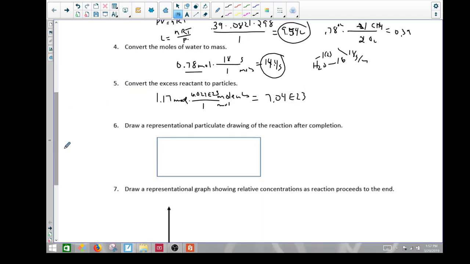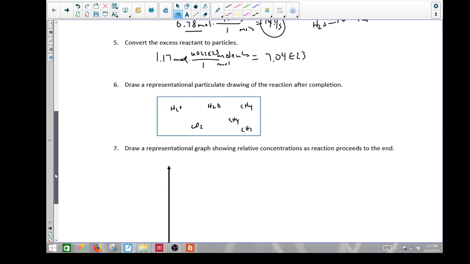For sure I want to make sure that my waters are twice my carbon dioxides, because that is happening stoichiometrically, always comes in that ratio. And I'll just put CH4 as my excess. There's quite a bit left, so I'm going to draw 3 of them. I have more of the methane than I do the water. So, all right, number 7.